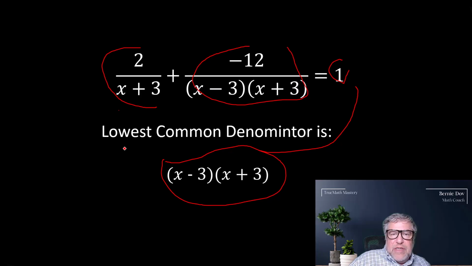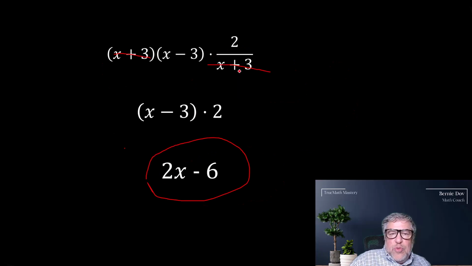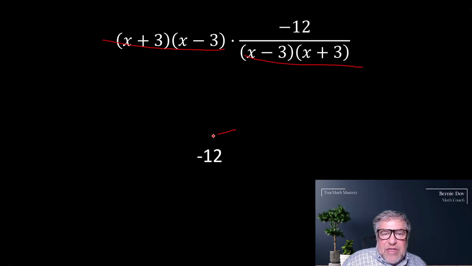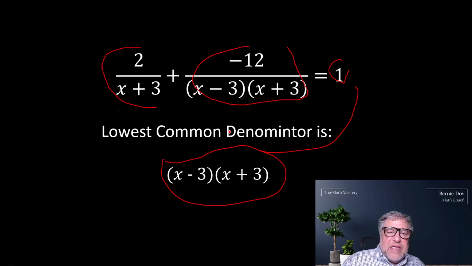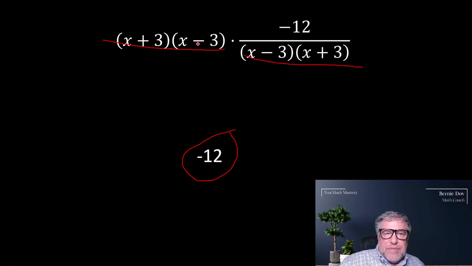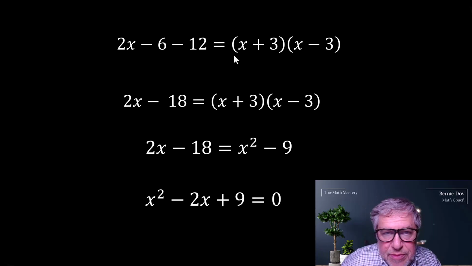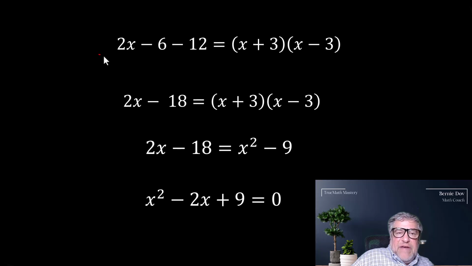The second term was this mess, negative 12. When you take that negative 12 and multiply over x minus 3 times x plus 3, both of these cancel, and you have just negative 12. So we've now converted these 2 terms to simply 2x minus 6 minus 12 equals 1 times x plus 3 times x minus 3. By multiplying by the lowest common denominator, we get rid of the fractions. Now we're left with this.